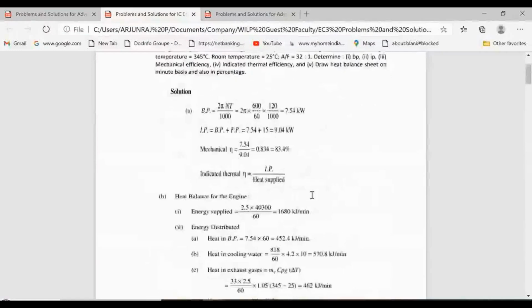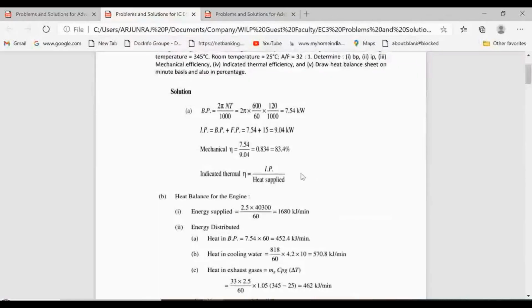In the last problem they asked us to calculate the indicated power. This is quite interesting. You see here, we used the formula: indicated power divided by heat supplied. The heat supplied is nothing but the energy supplied. So this has to be done last, and it will still be easy for you.